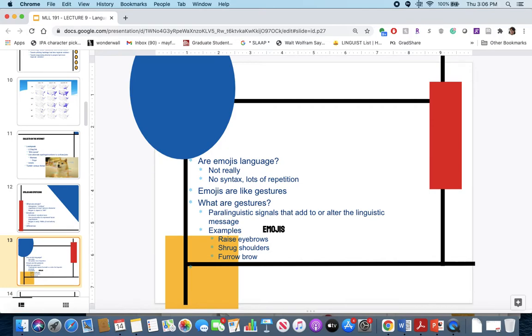And emojis also are very context specific. You're using an emoji to represent one emotion, but that can be very different when you're using it with another speaker or in another context or another language. So emojis are more like gestures.